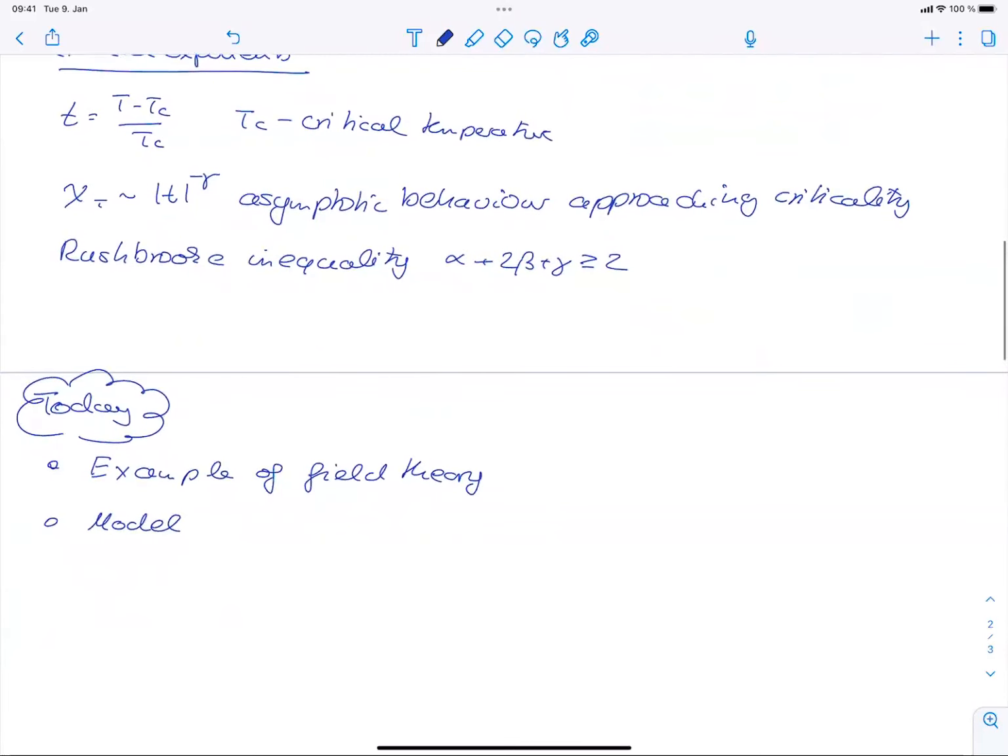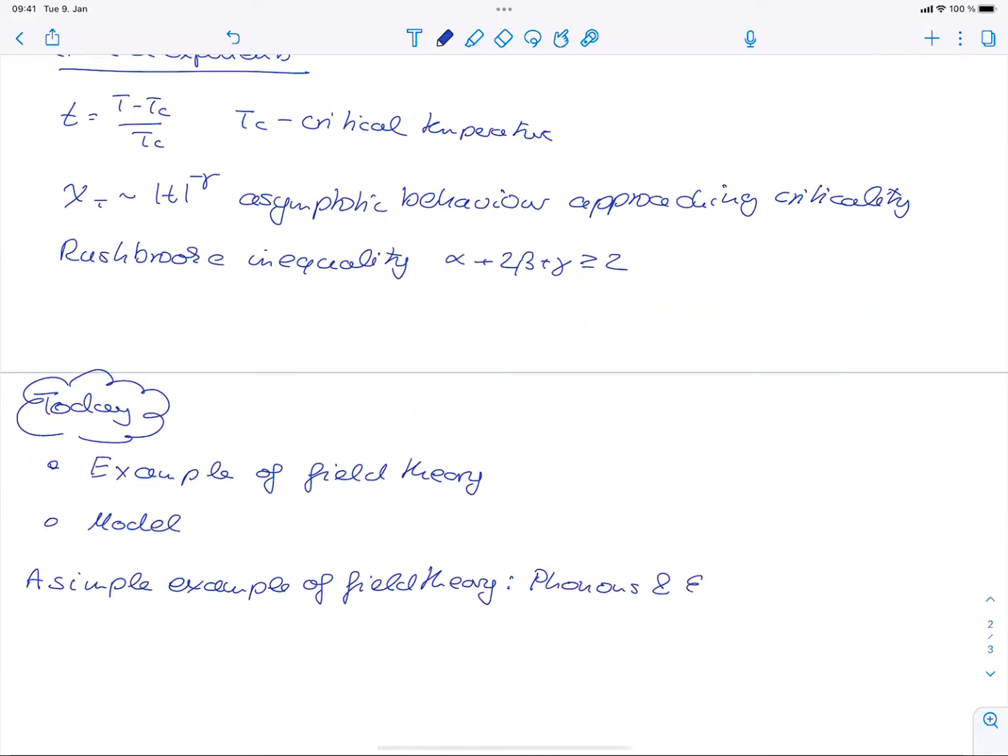Okay, and so as advertised, we start with a simple sample field theory. And we're going to talk about phonons and elasticity, thereby following Carter chapter 1.2.